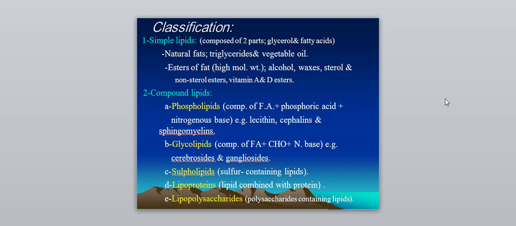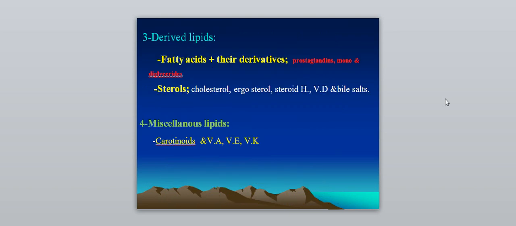Sulfolipids are the third type, which are sulfur-containing lipids. And the lipoprotein is also lipid plus protein. And the lipopolysaccharides, which are polysaccharides containing lipids. These are the compound lipids.